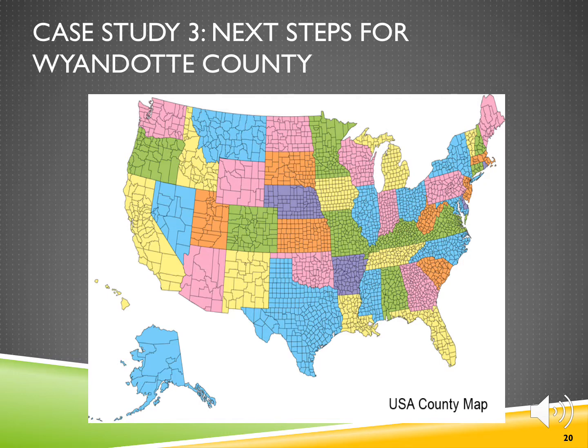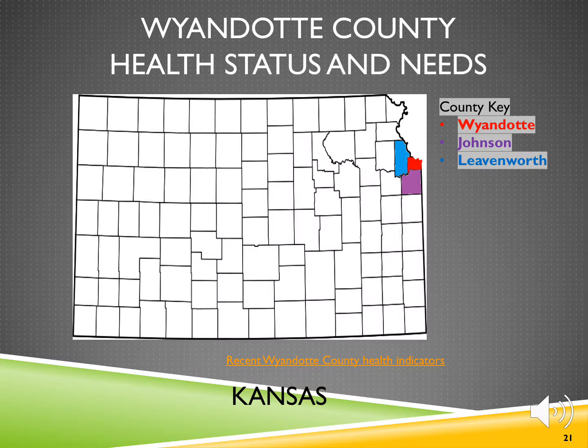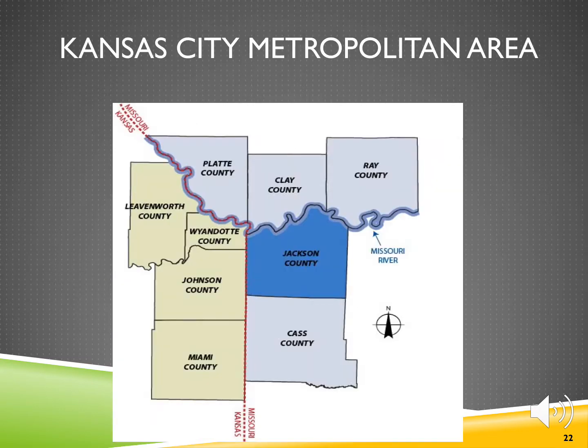We're going to now shift to our Wyandotte County case study. And this small red dot is Wyandotte County. And here is the metropolitan area of Kansas City, Kansas for perspective. Do you see Wyandotte?